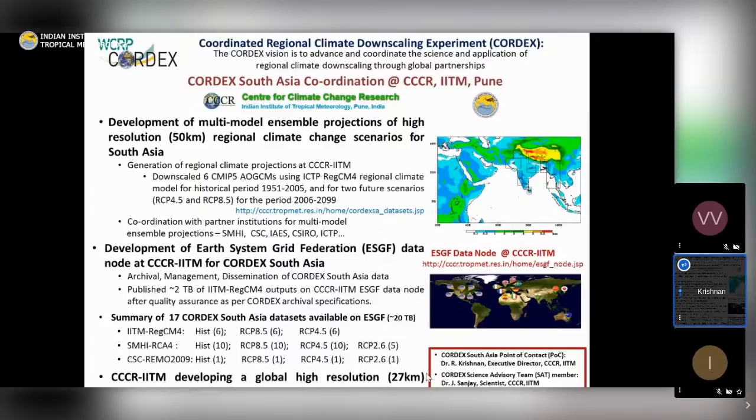It has been set up, and globally this data is accessible to everyone, both the CMIP-6 projections as well as the CORDEX projections. And our plans, I will be highlighting our plans for a global high resolution 27 kilometer version of the IITM Earth System model that we are developing. And some experiments have already started. This is our future plan.